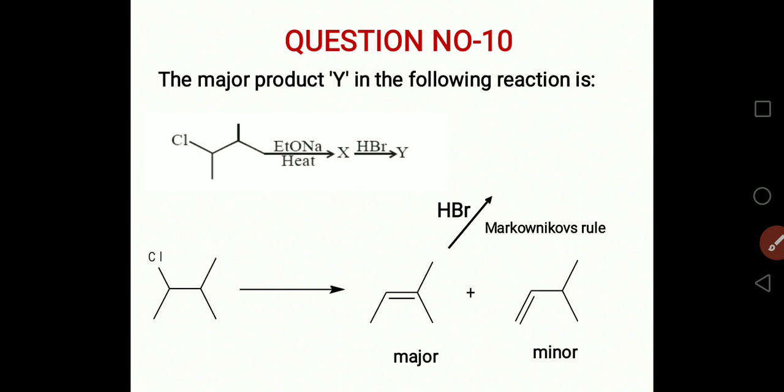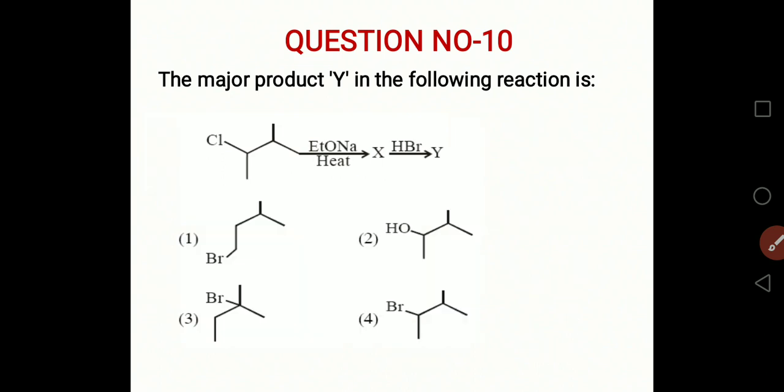Markovnikov's rule, what does it tell? According to Markovnikov's rule, the nucleophile attaches to that particular carbon which has the lesser number of hydrogens attached. So out of these two carbons, the lesser number of hydrogens are attached to this particular carbon. Hence the answer for this particular question is this one. This is the compound which is the correct answer here. So the correct answer for this question is the third option.